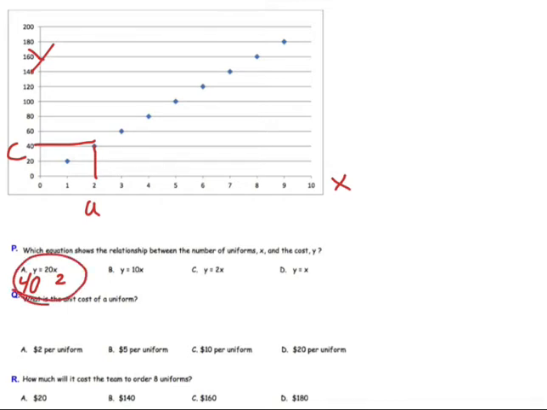Then it says, what's the unit cost of a uniform? What's the cost of 1 uniform? Well, 1 uniform is $20. And lastly, how much would it cost to order 8 uniforms? Well, that should be $20 times 8 uniforms.